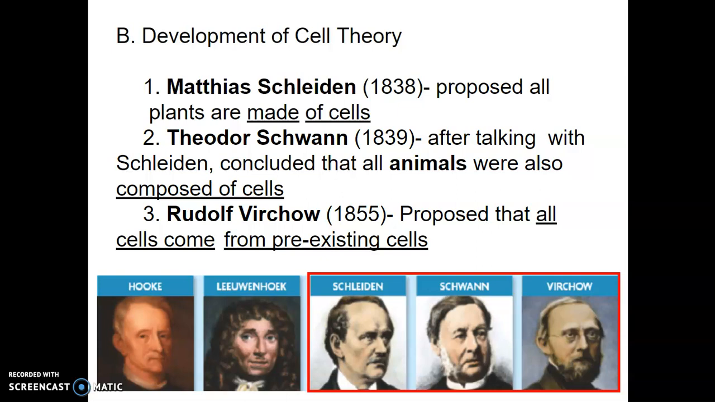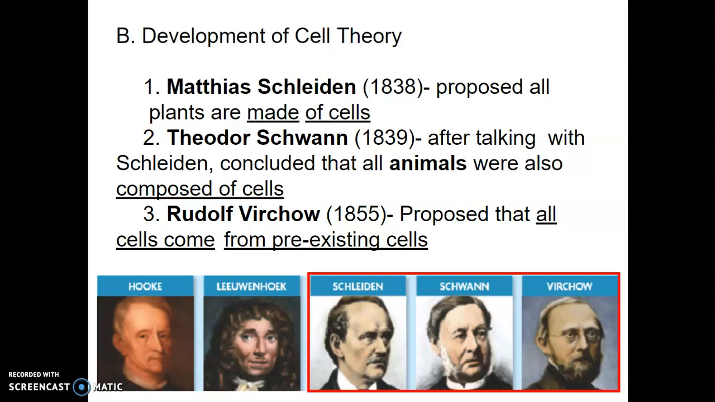Theodor Schwann, one year later, talked to Schleiden. They actually shared a lot of research with each other. I wouldn't call them friends just because of some things that went on with them, but they were contemporaries. That's a good word for it. He concluded that all animals were also composed of cells. Now, up to this point, people didn't really know. We didn't think about what is making up all these other living things. What are these building blocks that we're all made out of? And these two guys started really thinking that all living things are made up of cells.